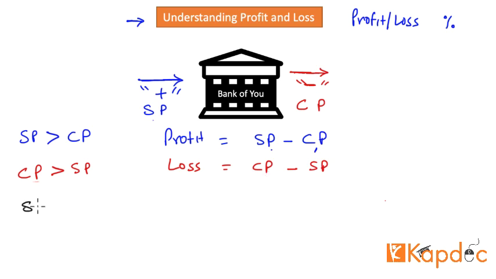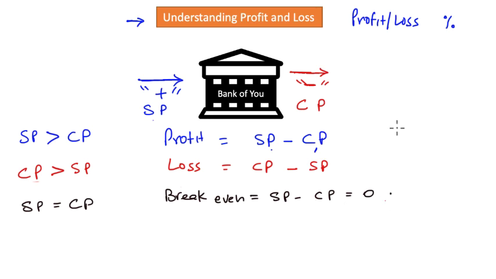There could be one unique scenario, and that scenario will be when selling price is equal to the cost price. And there is a specific term for that. We call that your break even point, meaning the differential of the selling price and the cost price is equal to 0. That means neither you made money nor you lost any money. Okay. So this is how you will calculate your profit or loss.